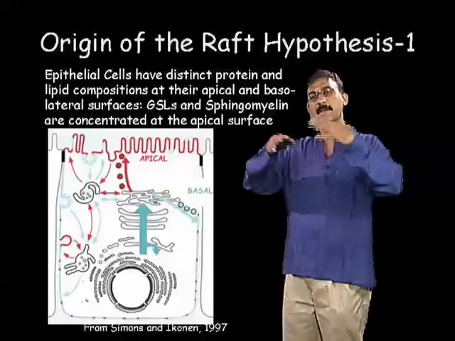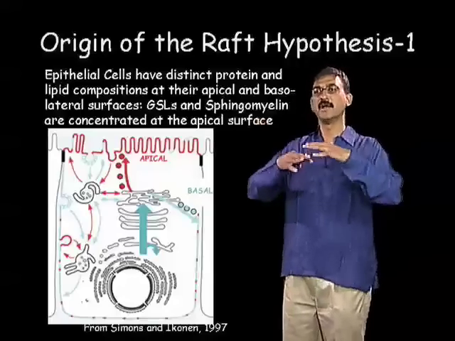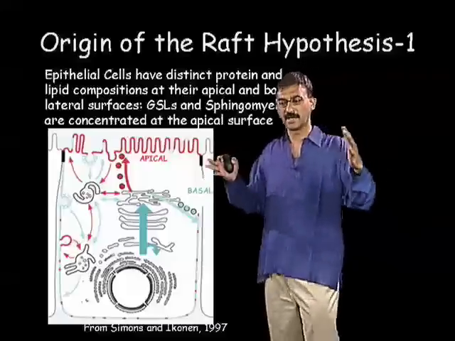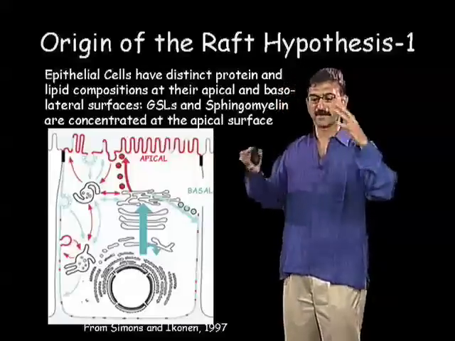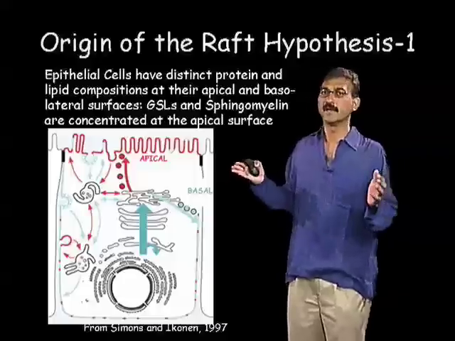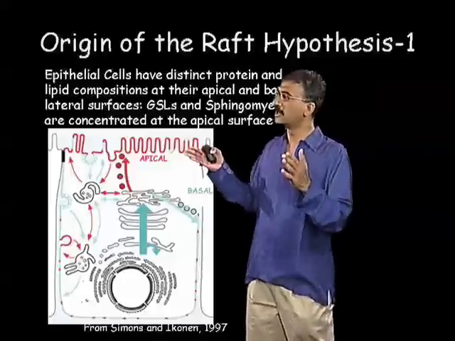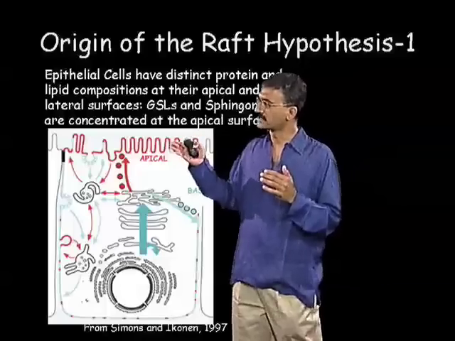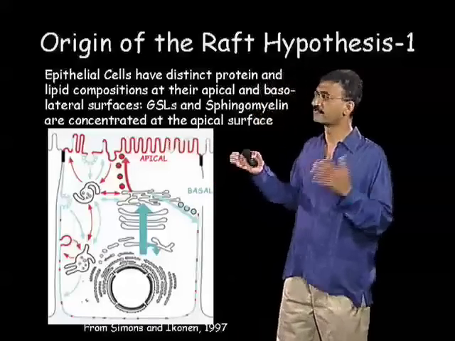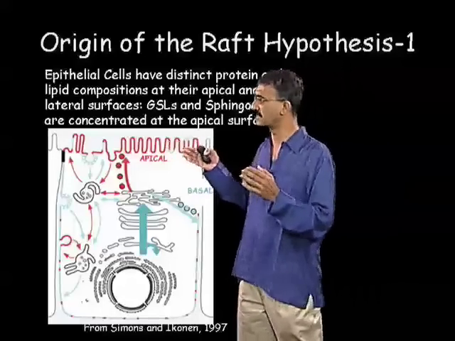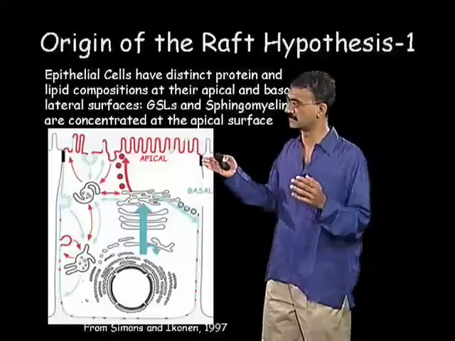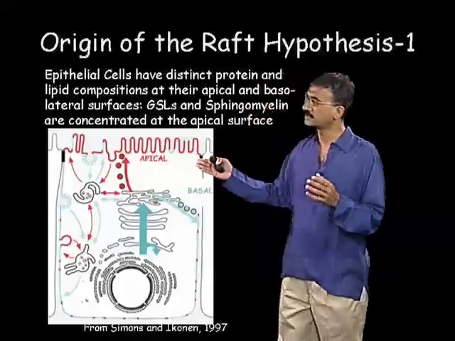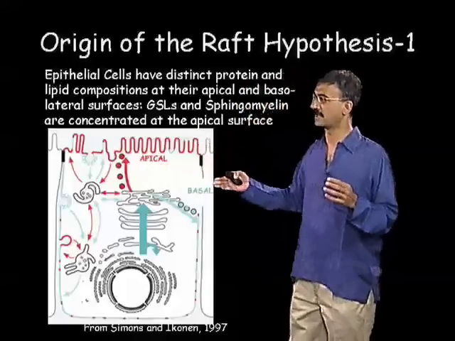Now, if the membrane of all cells are a well-mixed system completely at thermodynamic equilibrium, one wouldn't expect, unless there are physical barriers, to have a distinct composition at one surface versus the other. And of course, in epithelial cells, we know there are barriers. There are tight junctions. These little dark patches that I draw here are on both sides. These are tight junctions that separate the apical surface from the basolateral surface.